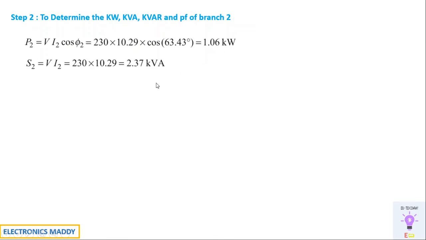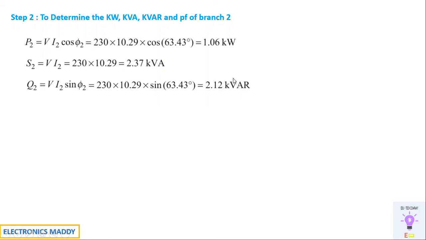So now our step 2 is to determine kilowatt, kVA, kVAR and power factor of branch 2. How do we do that? P2 is equal to VI2 cos phi 2. Substitute all these values, you'll be getting 1.06 kilowatt. Similarly, S2 is equal to V into I2. You'll be getting 230 into 10.29, which is 2.37 kilovolt ampere. And Q2 bar is equal to VI2 sin phi 2, that is 230 into 10.29 into sine of 63.43, that is 2.12 kVAR.